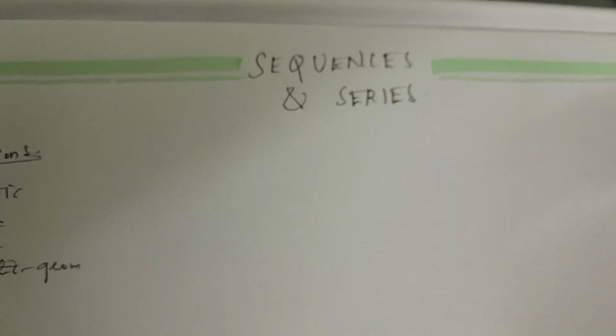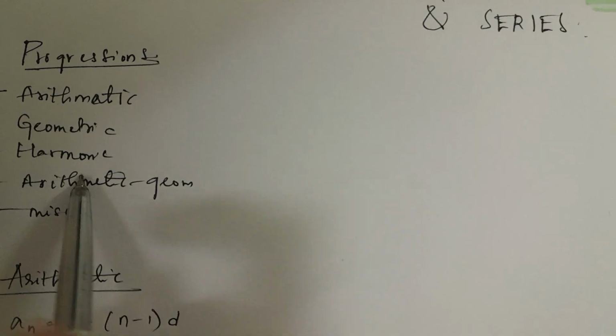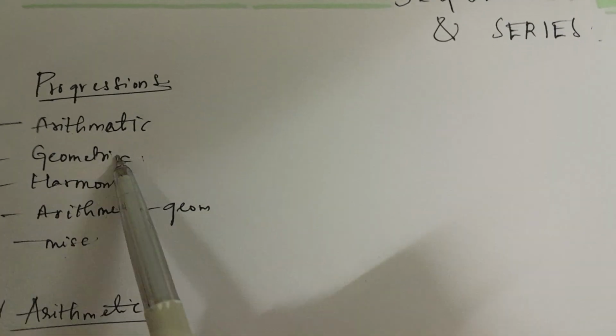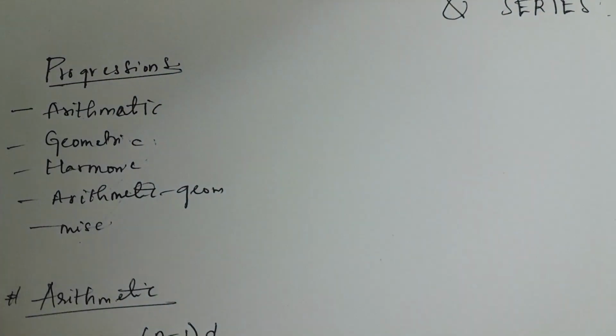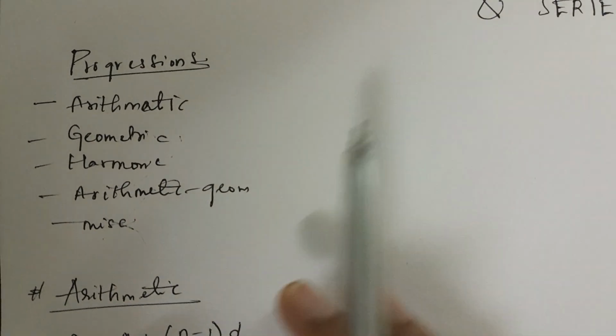So today we're going to be looking at sequences and series. Starting with types of progressions, we have arithmetic progressions, geometric progressions, harmonic progressions, arithmetic geometric progressions, and miscellaneous progressions. So let's start with arithmetic progressions.